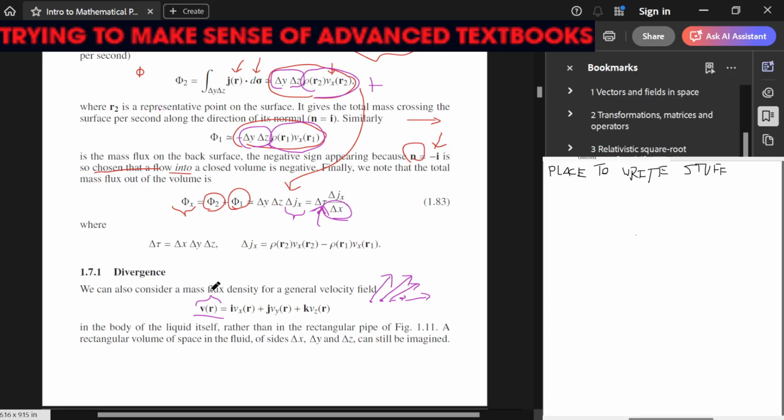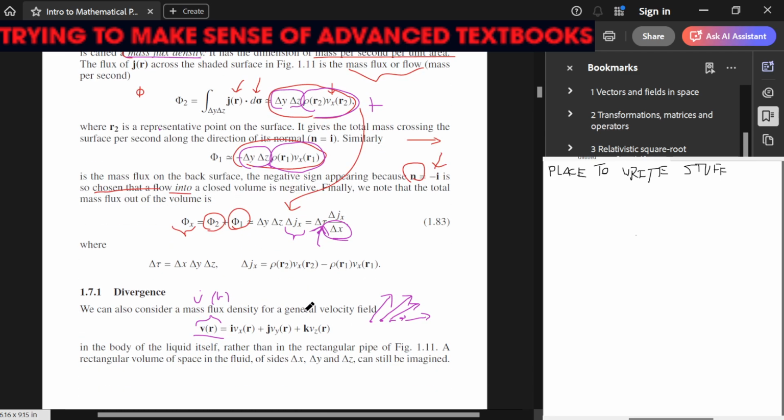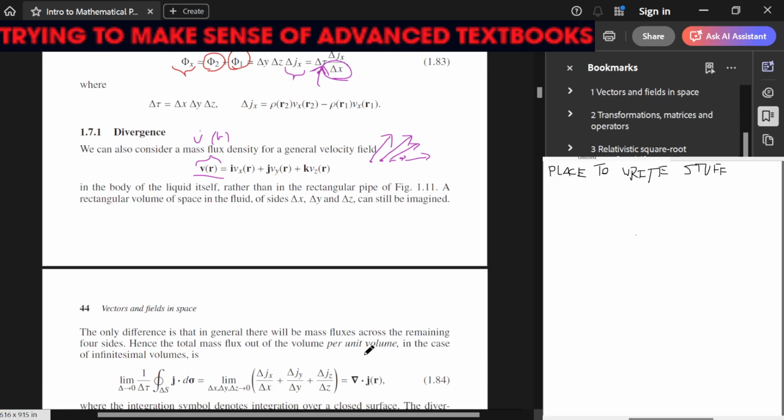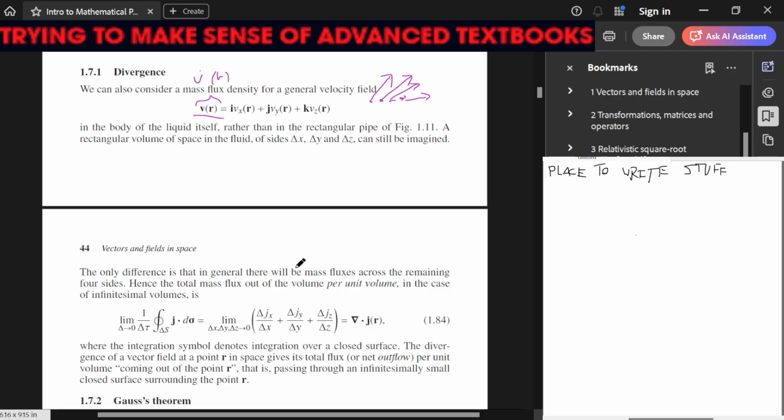We can also consider a mass flux density for a general velocity field in the body of the liquid itself rather than in the rectangular pipe. A rectangular volume space in the fluid can still be imagined. The only difference is that in general there will be mass fluxes across the remaining four sides.